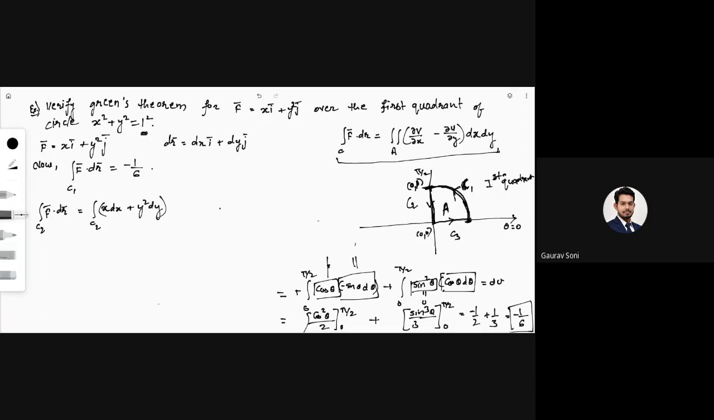What is our substitution for a straight line? X is equal to x1, which is 0, plus x2 minus x1, 0 minus 0, times t.